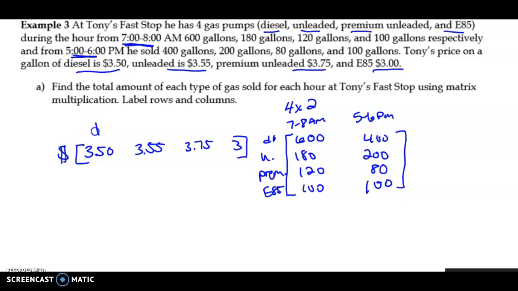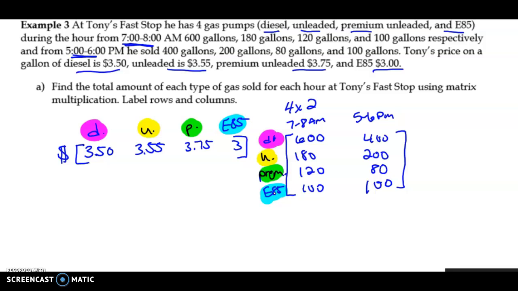So you want to make sure these match up. Make sure you put them in the right order. Otherwise, you'll be getting the wrong numbers. So we want to make sure that diesel is the first one over here and the first one over here. Unleaded is the second and the second. Premium is the third and the third. And then finally E85 was the fourth, so it should be the fourth over here.